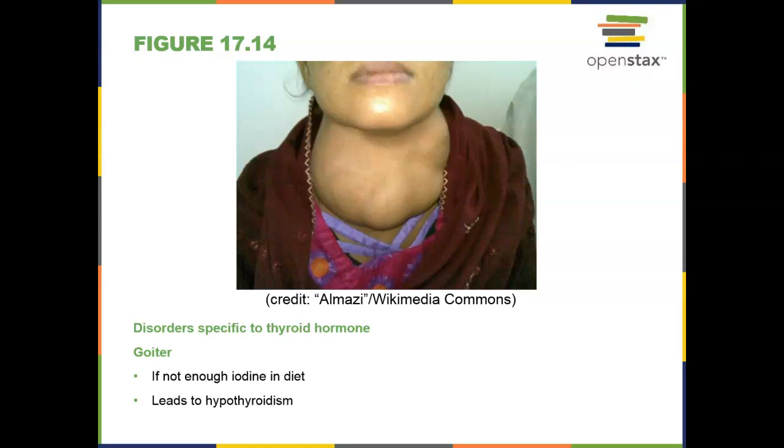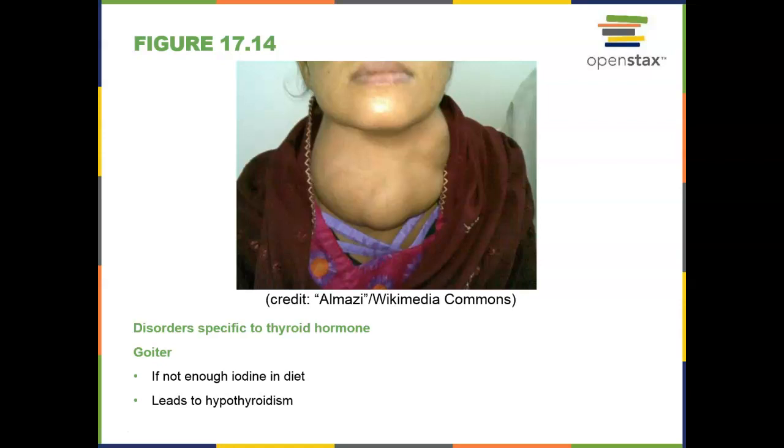And so this is where the thyroid gland is overstimulated by thyroid stimulating hormone, and it causes the thyroid gland itself to increase in size. And so that's what you're seeing there, a large goiter in the neck of this individual. This can lead to hypothyroidism, so low thyroid levels.